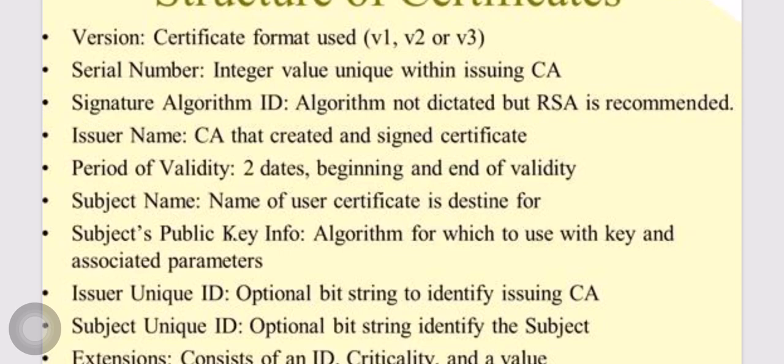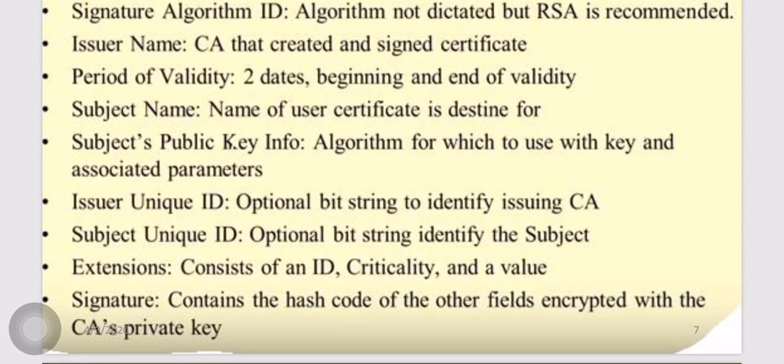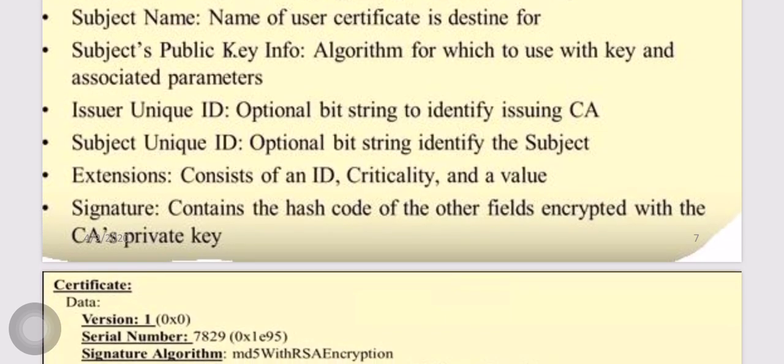And the issuer name, the name of the issuer who is going to provide the certificate, and the period of validity. This consists of two subfields: one is from, and the other one is to, that is the start of validity and end of validity, followed by the subject name, the name of the one for whom the certificate is issued, followed by the public key information, followed by the issuer unique ID and subject unique ID, and extensions, and followed by the signature.